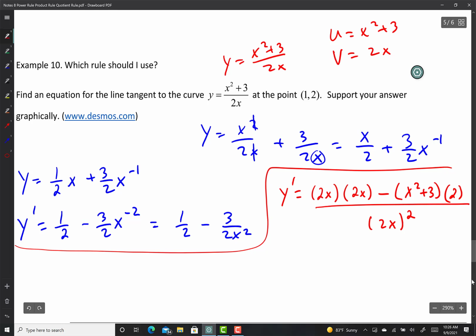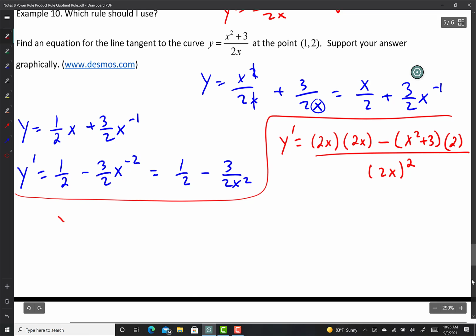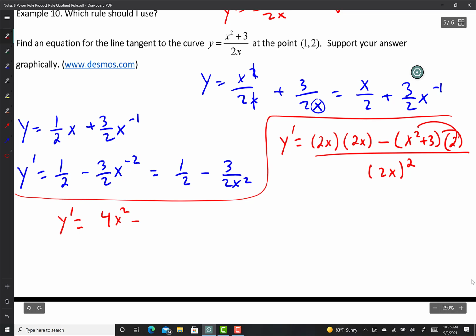2x squared. Chavez, are you sure that's going to be the same derivative? Well, I hope it should be, because it's supposed to be the same. y prime equals, let's see, 4x squared, yeah, or else I would have gotten it wrong. Minus 2x squared minus 6. Does everyone know where I got the minus 6? Okay. All over 4x squared.